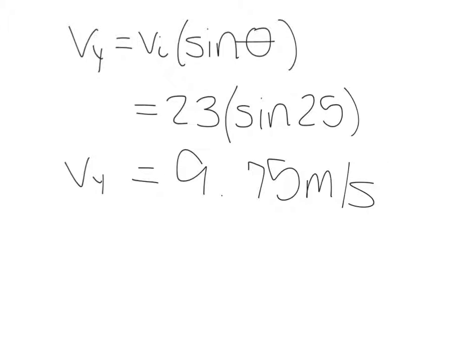All right, so now we're looking for Vy. We just use the equation Vy equals initial velocity times the sine of the angle. Then we plug in the initial velocity and the angle. We solve it, and then Vy equals 9.75 meters per second.